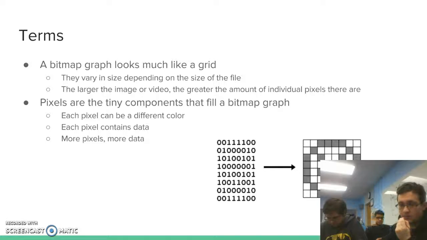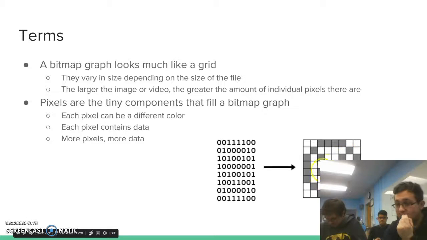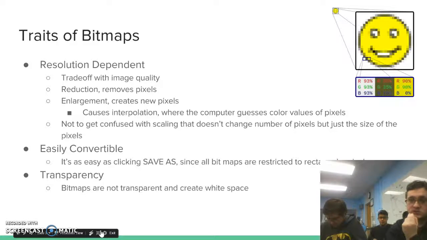This data is comprised of binary data, such as zeros and ones, and this would represent a pixel, making a nice, happy face. Now, the more pixels there are, the more data. It's causal in both directions. So more data, more pixels. Now, here are some traits of a bitmap.